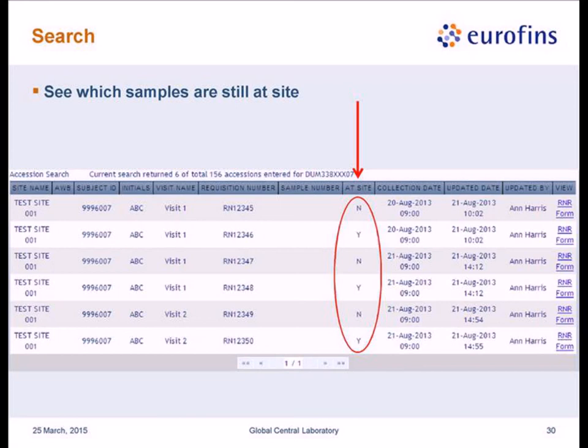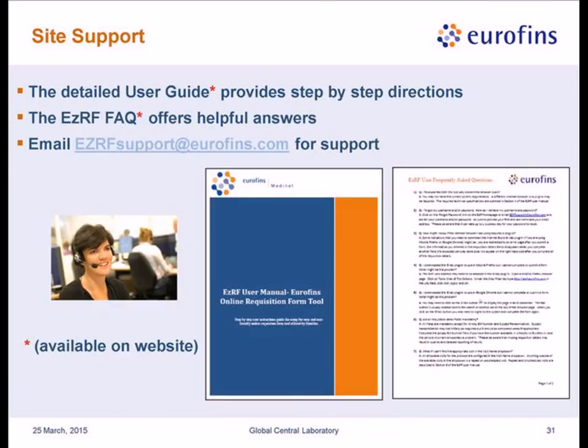So all the ambient samples which were supposed to be sent on the day of collection, or all the frozen samples which are supposed to be sent to your reference on the day of collection would be marked as no, because they shouldn't be at the site. They should be at Eurofins. All the samples which should be at site, such as batch frozen samples, will be marked as a yes because they're probably at site. You also have collection date, the date when the requisition forms were updated. You have the name of the person who updated the requisition forms, and in the last column you have a requisition form link, and that link basically allows you to access that requisition form.